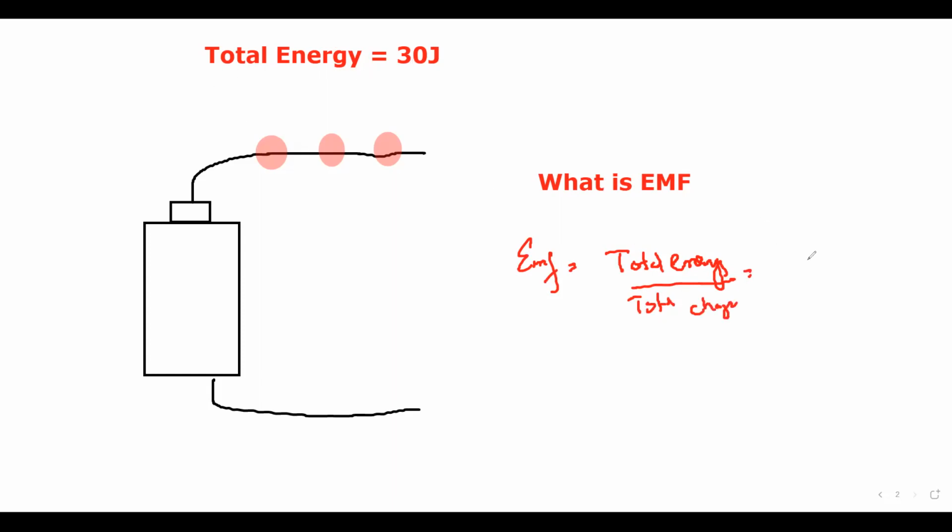So what is the total energy? The total energy is 30. And how many charges are coming out from the battery? 3 charges are coming out. So 30 divided by 3 means 10 joules per coulomb, or we can also say 10 volts. So what does it mean, 10 volts? It means that when 1 coulomb of charge is coming out, how much energy does it carry? It carries 10 joules of energy.